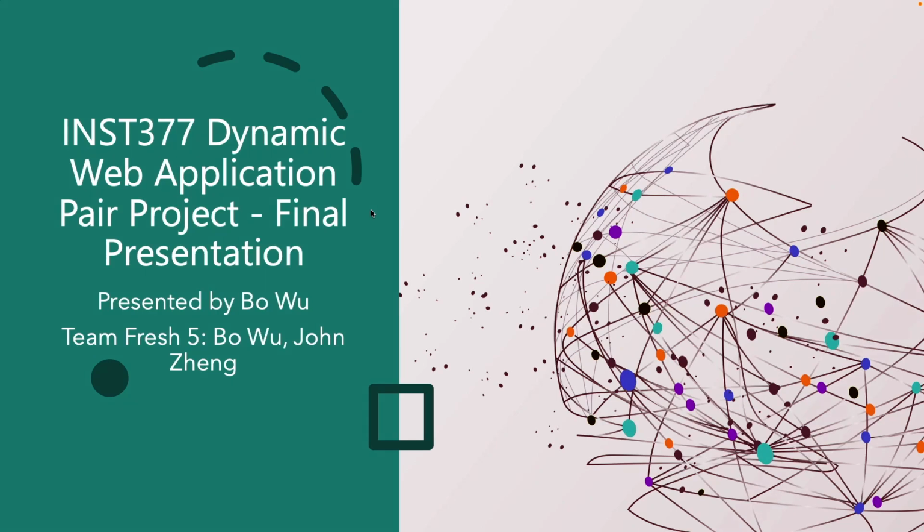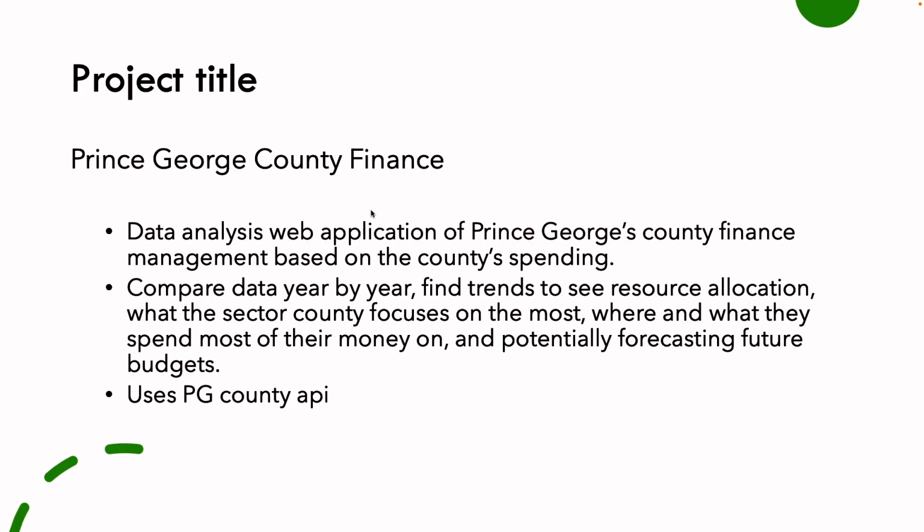My name is Bo, and today I'm going to take you through our project application. So our project is basically looking into Prince George County's finance. We are trying to make a data analysis application that looks into PG County's spending. We provide some functionality for our users to compare data year by year and to see if there are trends for their resources, their spending, what they spend the most on, and what the efficiency of the spending is.